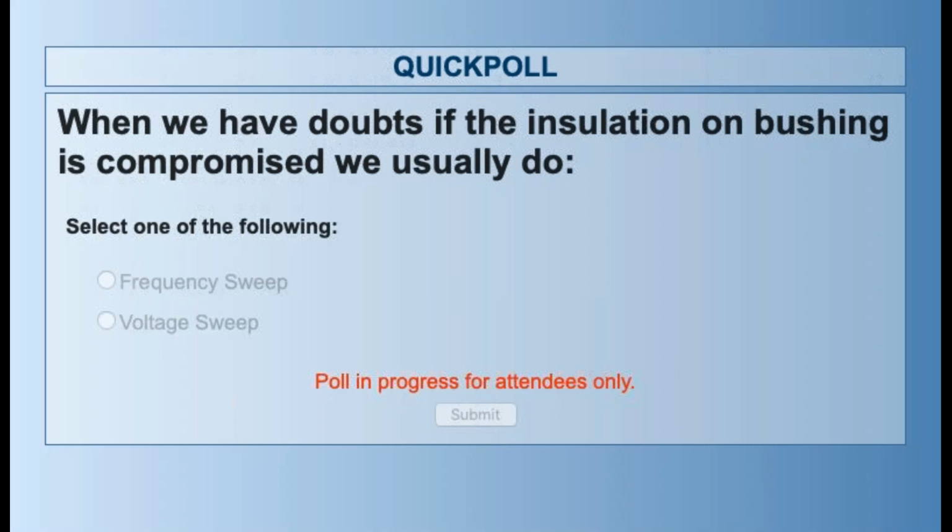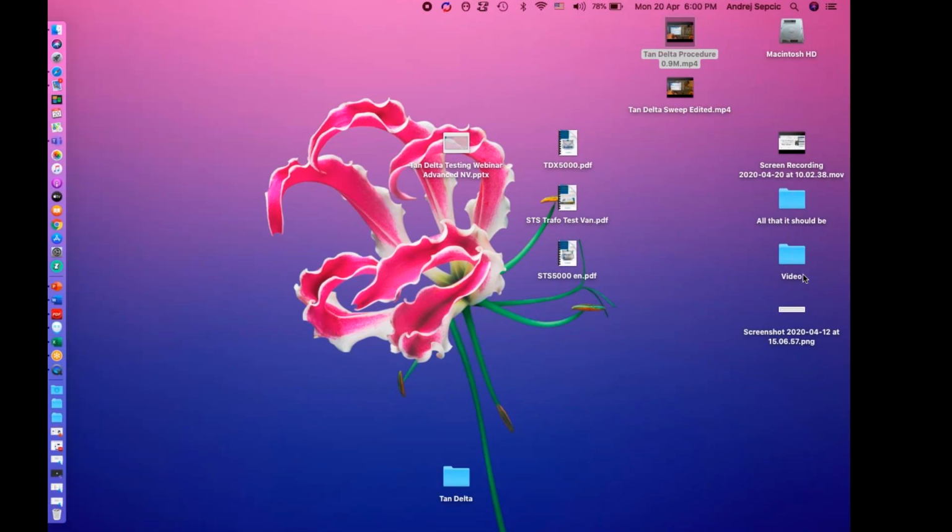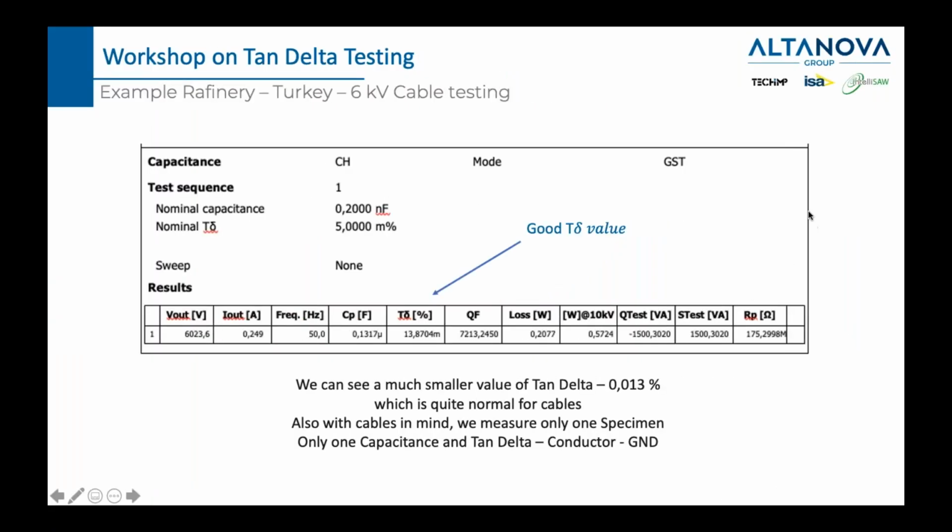Okay, 56% of people voted, and for now it's 82 versus 18. Come on, make me proud. Okay, 69 people voted, and we have 80 versus 20. And let me say that the correct answer is, of course, frequency sweep. We will close the poll. And now let's move on. Let's take a few questions.